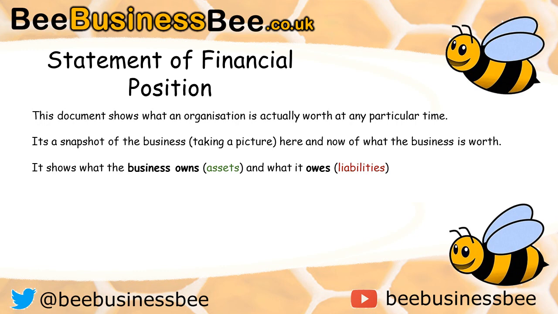So imagine a little click, click, click, click. It tells you what the business is worth at any one time. Where our profit and loss account, or our income statement, shows you the profit or loss the business makes each year typically, what we get on our statement of financial position is the assets, so things the business owns, and what it owes, liabilities.